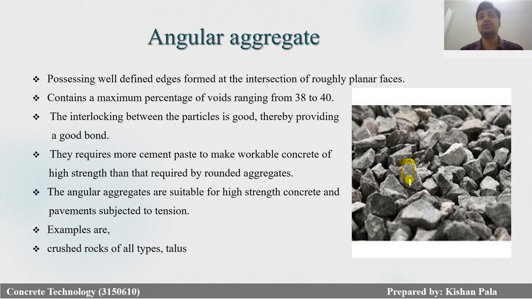They require more cement paste for workable concrete, and you can use them in high strength concrete. Angular aggregates are suitable for high strength concrete and for pavement subjected to tension also. Clear? For example, angular aggregates are crushed rock of all types, talus. So you can get angular aggregate by crushing of rocks. This is a simple example. Clear?